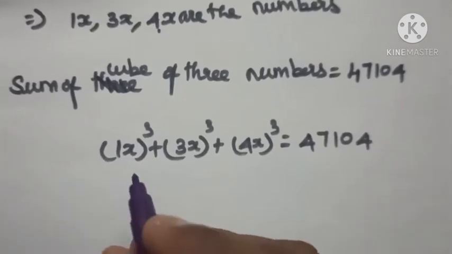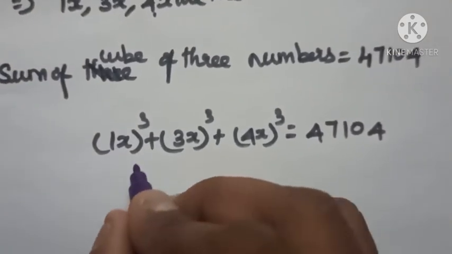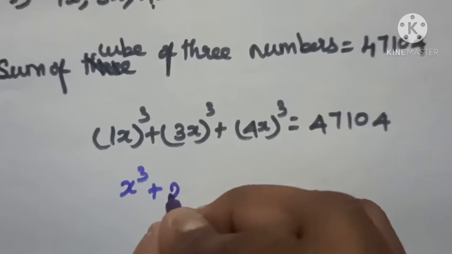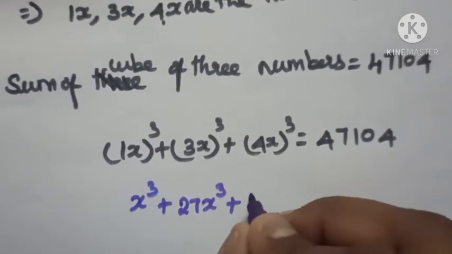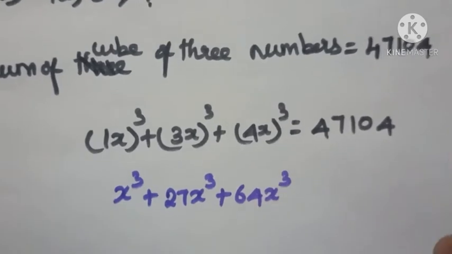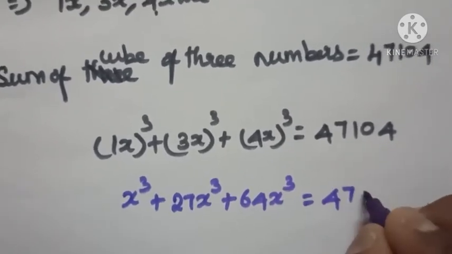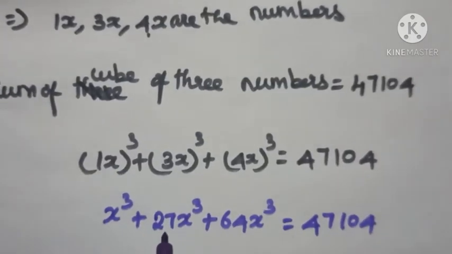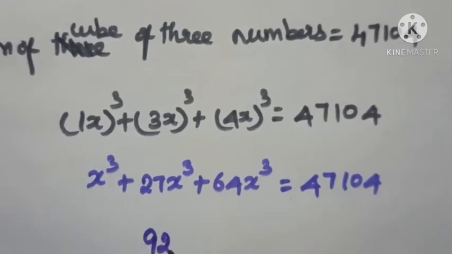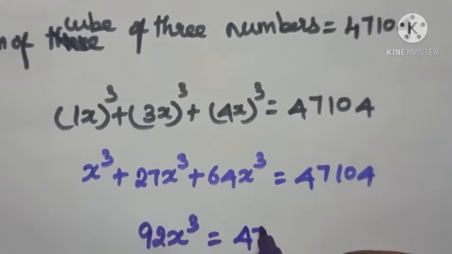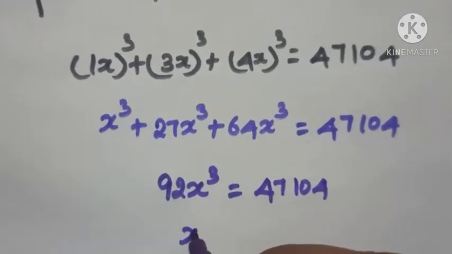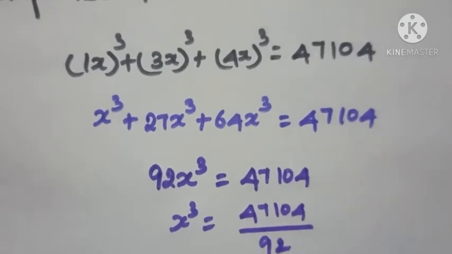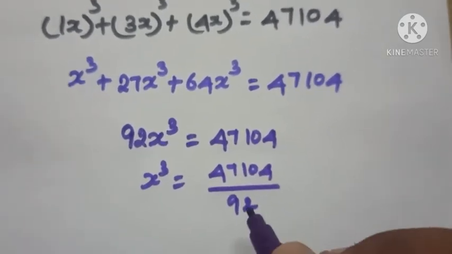If you cube, 1 cubed is 1, so x cube plus, cubing 3, it becomes 27x cube plus 64x cube, which is equal to 47,104. You add all the values: 1 plus 27 plus 64 is 92, so 92x cube is equal to 47,104. So x cube is equal to 47,104 divided by 92. It must be divisible by this.